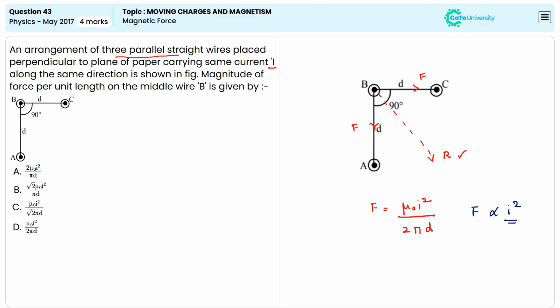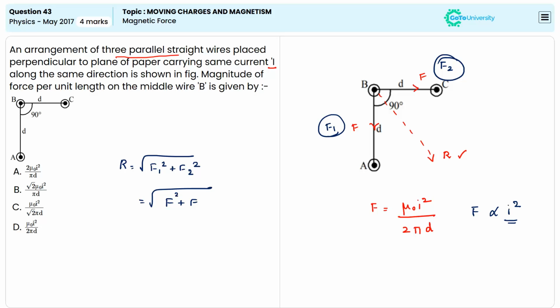So the resultant will be equal to root of F1 square plus F2 square, whereas F1 is representing the force along AB, and F2 is representing the force along BC. So here we can write F plus F, which will be equal to root of 2F square. When we are taking out from the root, we can write root 2 times F.